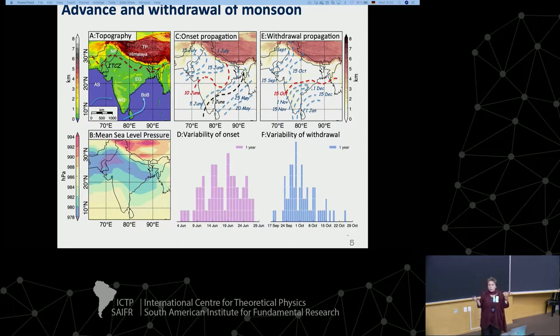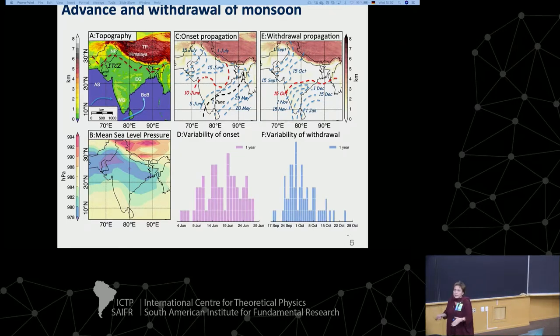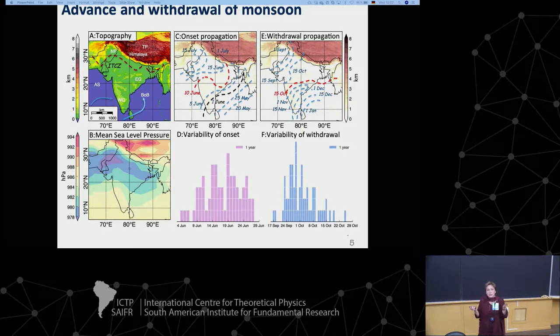I'm going to talk about forecasting of Indian monsoon. Forecasting means prediction. But let me describe the system a little bit. Monsoon actually has two meanings. One is a wind which blows from ocean to land and in reverse order. Another one is a rainy season. In India, they call it monsoon.